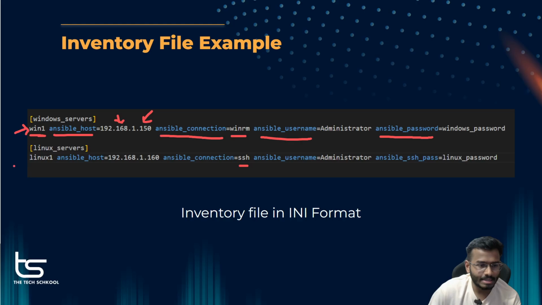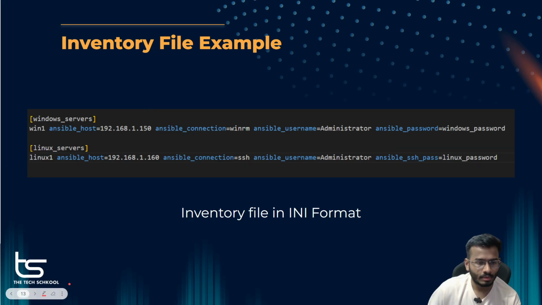So here is a second example, under which one Linux host is mentioned. Here you can see the clear difference. Now ansible_connection is set to SSH, and for SSH the password parameter is different. That is, we use ansible_ssh_pass. So I hope this is clear, and this is a basic example of what goes inside an inventory file. All right, let's move on.